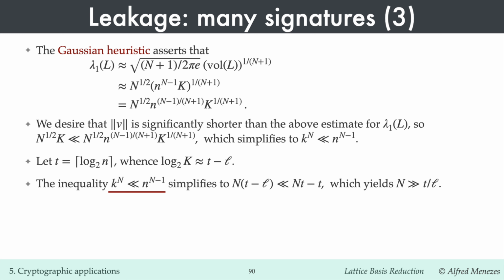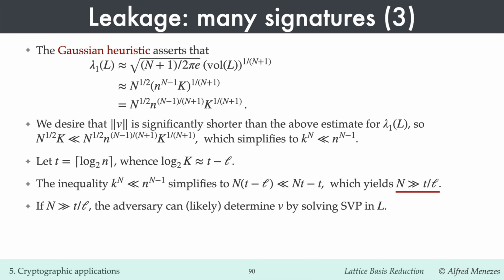Eliminating k and n, we see that the desired inequality simplifies to n times t minus l much less than nt minus t, which yields n much greater than t over l. Thus, if n is much greater than t over l, then the target vector is likely to be a shortest non-zero vector in the lattice. Therefore, v can likely be determined by solving SVP in the lattice.